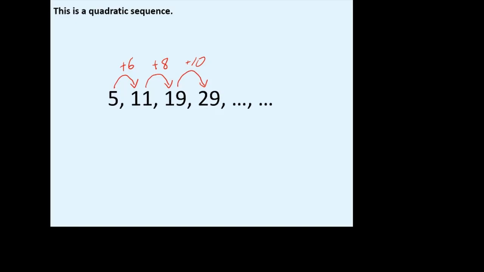If I ask you to find the next term, all I'd do is say, well, the next one is going to be a plus 12, and 29 plus 12 is 41. The next one after that, we're going to do plus 14 because my little plus is going up by 2 each time. 41 plus 14 is 55.